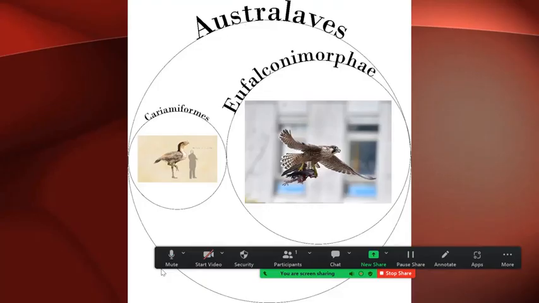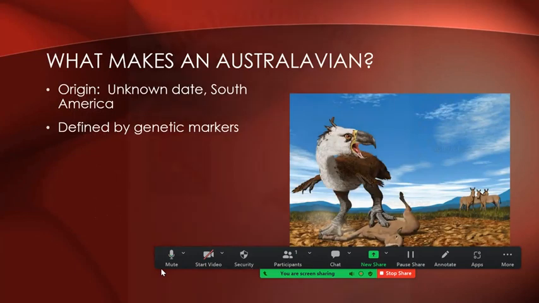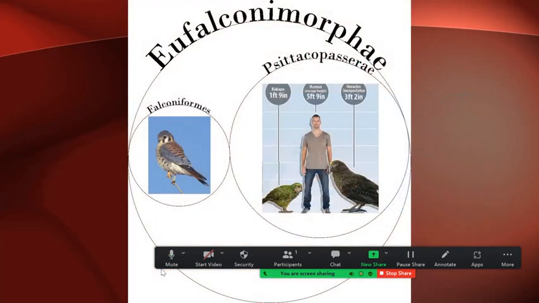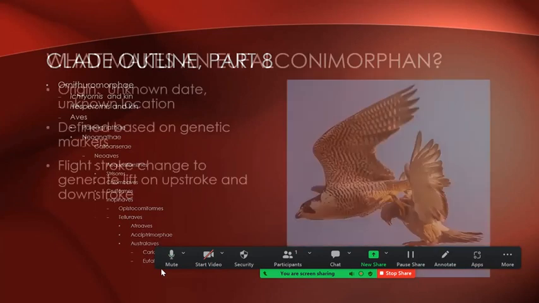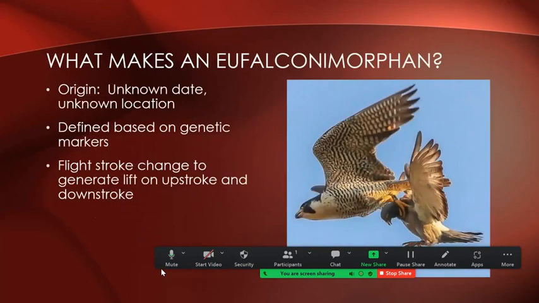That's the Cariamiformes, but most Australaves are within this other group, the Eufalconimorphae, which we'll get into in a moment. Eufalconimorphae includes two groups, the Falconiformes, which we'll talk about in a second, and the Psittacopasserae. What do we know about these guys? We don't know where they originated. We don't know when they originated. The group's defined mostly on genetic markers, but they do actually have something in common with each other.